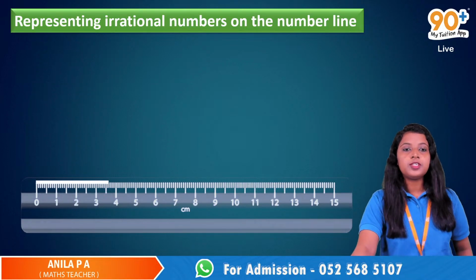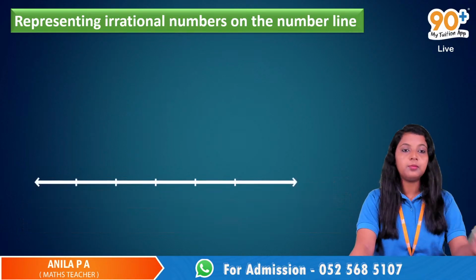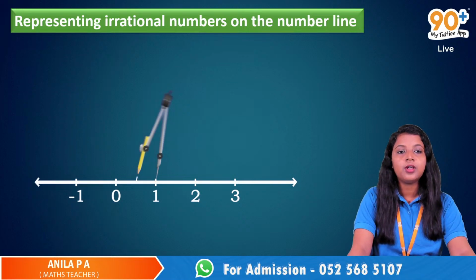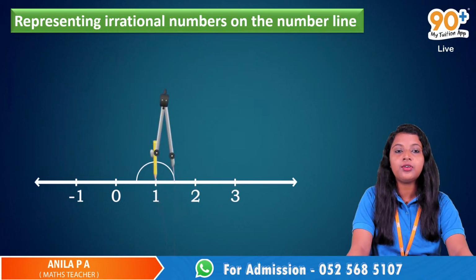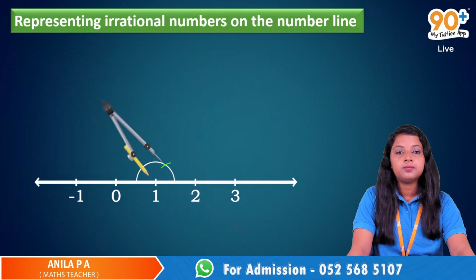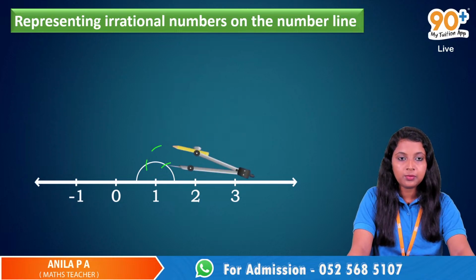So first of all, we have to draw a line and then mark the numbers. Here also we are using the same method. We are not using a protractor. We are drawing a perpendicular there.